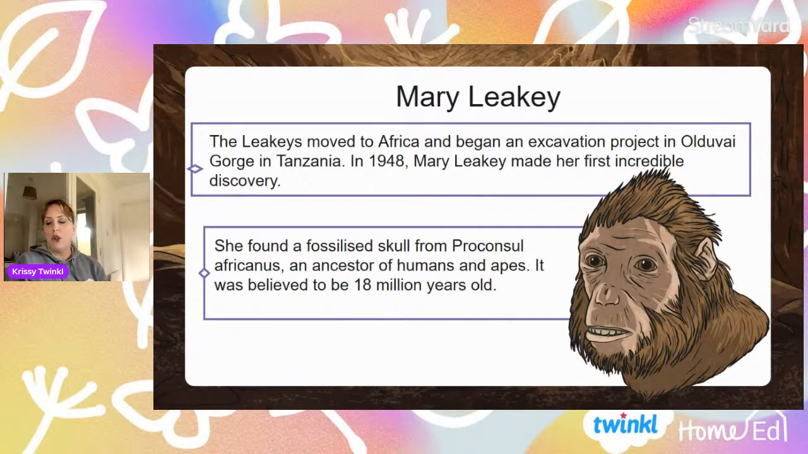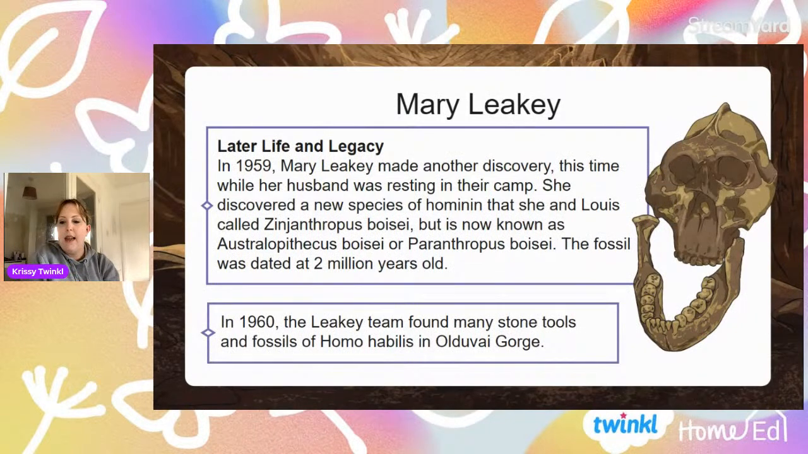And the first thing was she found a fossilized skull. And she found a fossilized skull from Proconsul Africanus, which is believed to be an ancestor of humans and apes. And it was believed to be 18 million years old. So, you know, we're talking about that we potentially had this ancestor that both humans and apes developed from. Well, this is one of the theories that came from Mary Leakey.